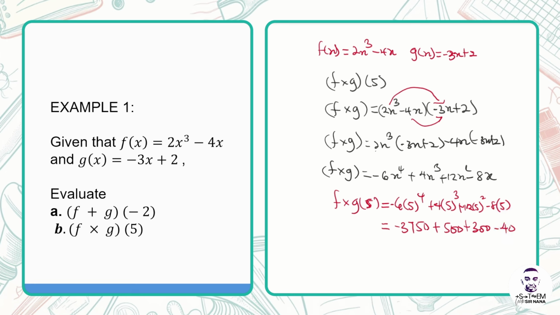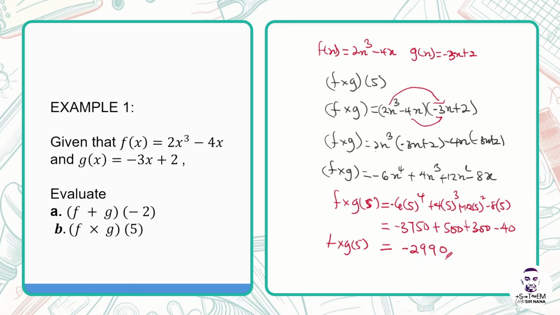So simply you can put this into your calculator by having -3,750, then we add plus 500, then we add plus 300, and then we subtract 40 from it. So it means that our value for f times g of 5 should be equal to -2,990.